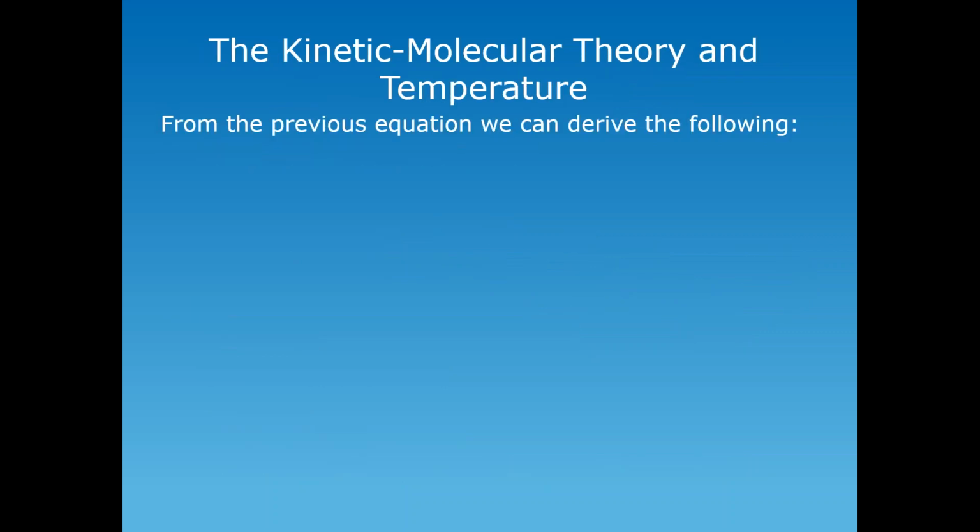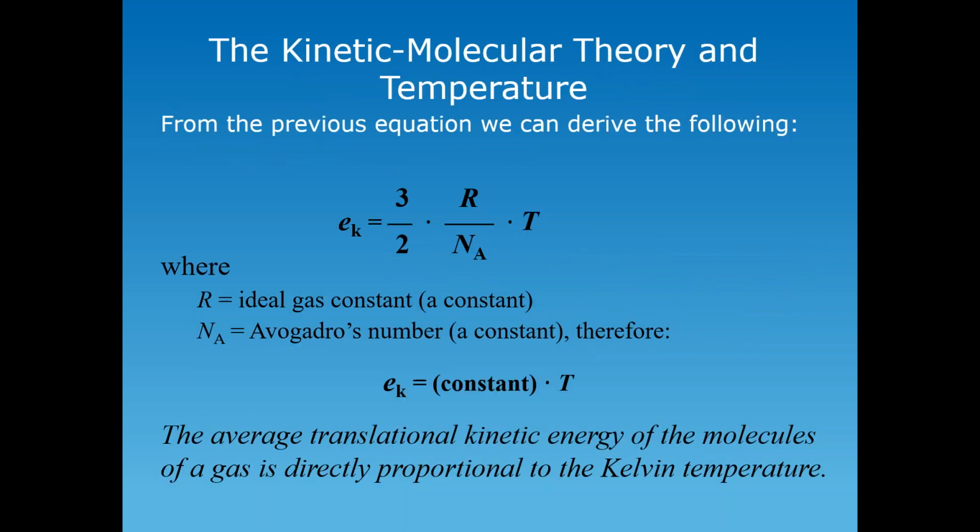And then based on that equation, we can derive this equation, which relates the kinetic energy of the particles of a gas to a couple of terms, namely the temperature, the molar gas constant, and here we have Avogadro's number. Now, the molar gas constant and Avogadro's number are constants. 3/2 is a constant. So pretty much what this is showing us is the relationship between the kinetic energy and the temperature. So we can simplify this equation into this right here.